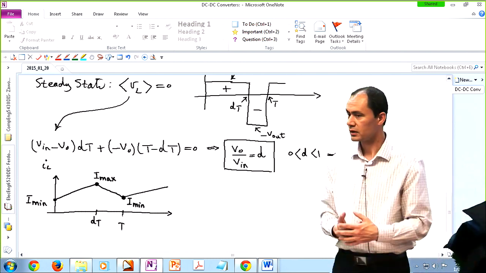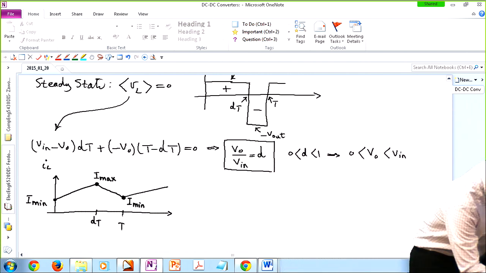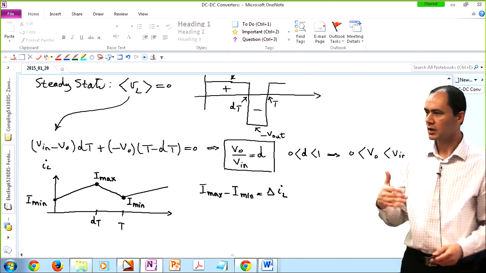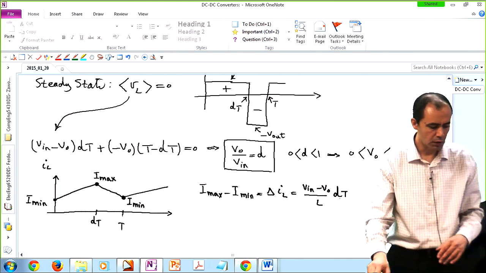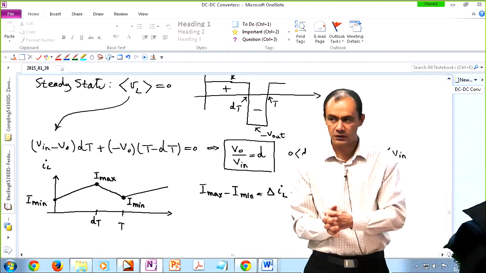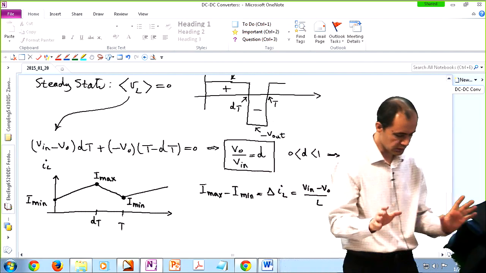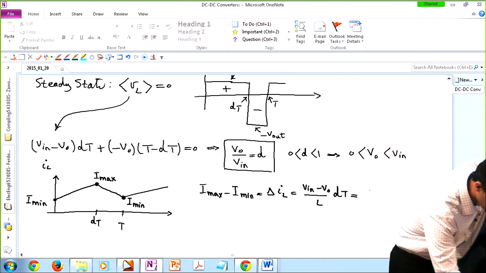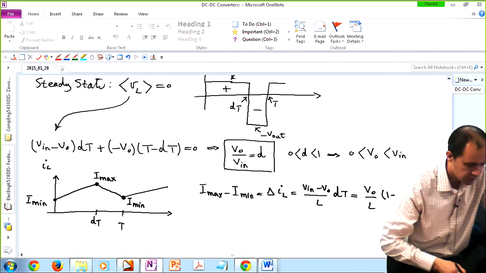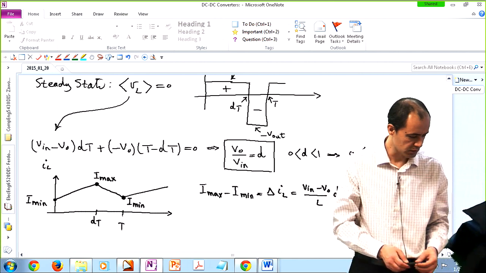And again, going to a classic power electronics class or notes or a book, you can write a bunch of equations. For instance, I max minus I min, which is the change in the current of the inductor in one mode, we call it also delta IL. All right, so remember, the change in the current of an inductor is the voltage of the inductor divided by the value of the inductor times the time duration, assuming that this voltage is constant. If I write it using the first mode, it would be (Vin minus Vout) over L times D times T. If I look at the voltage of the inductor in the second mode, it would be Vout over L times (1 minus D) times T. So there are two ways of looking at the change in the current of the inductor.